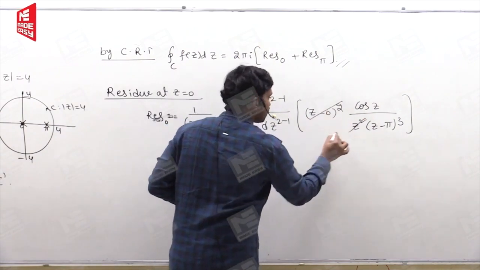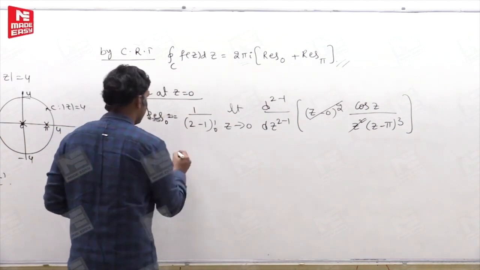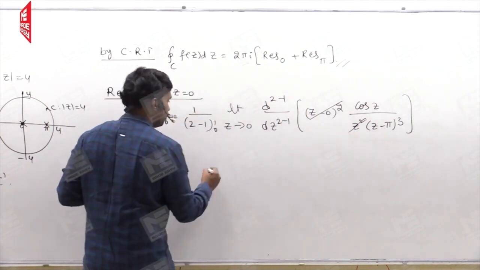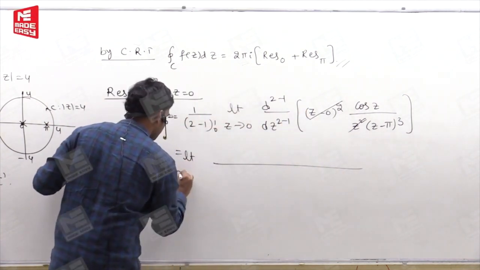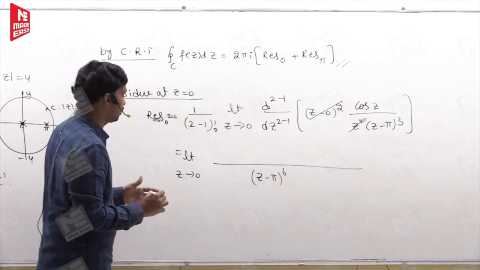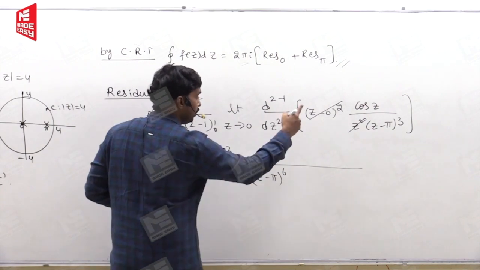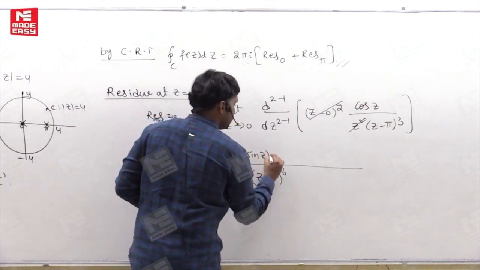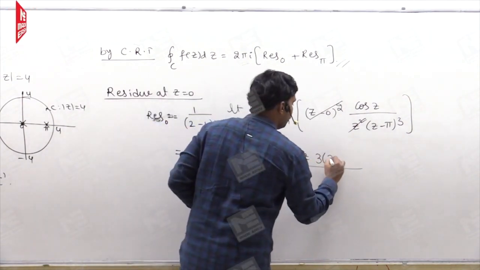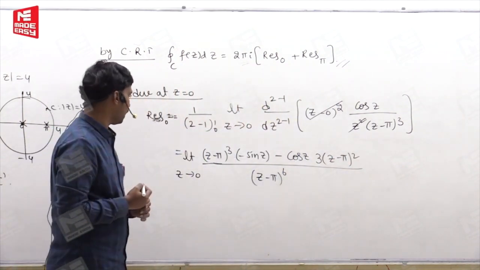This z square and this z square get cancelled here. And now we need to do the differentiation. That is 1 by 1 factorial, which is 1, d by dz of cos z by (z minus pi) whole cube, with limit z tends to 0. On differentiation, the denominator is (z minus pi) whole power 6, and the numerator is (z minus pi) whole cube into the derivative of cos z, which is minus sin z, minus cos z as it is, into the derivative of this, 3 into (z minus pi) whole square. So this is the exact differentiation.